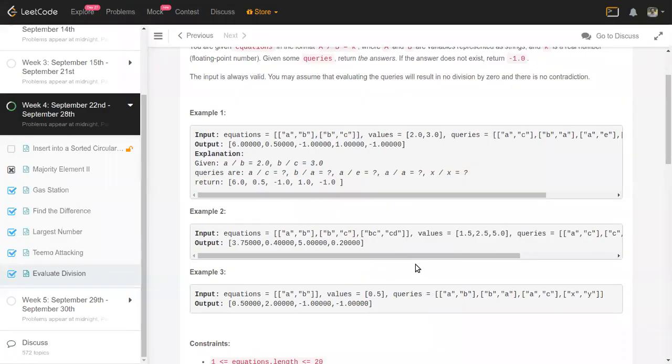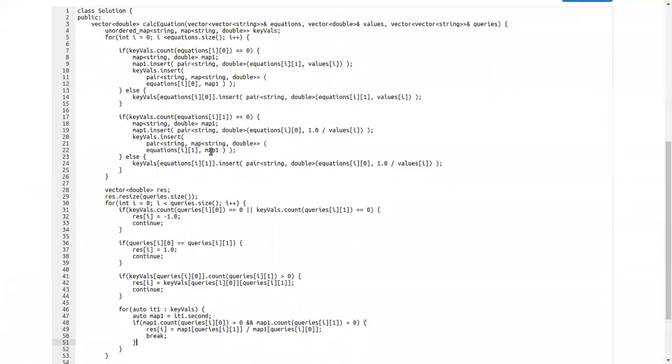So here is my solution. I'm just going to explain that. At a high level, I have a map here where string is the key, and the value is another map having pairs of string and double, because for each equation I need to have a bunch of pairs. I'm using a map here again because searching needs to be faster. This is called key vals, and this is the whole system now.